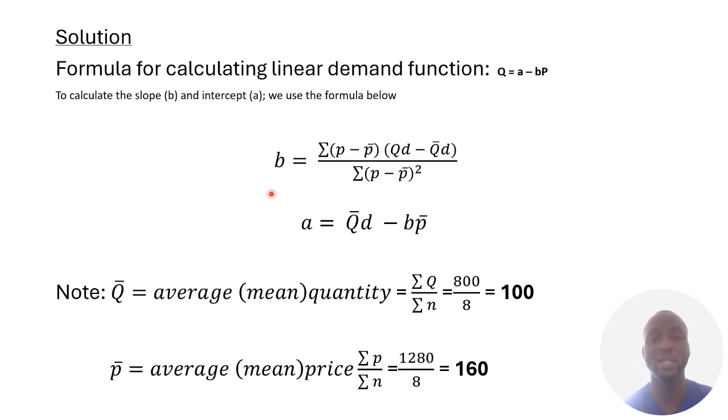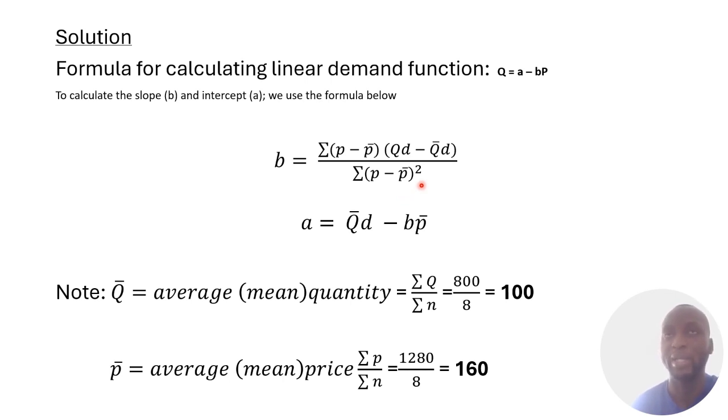So to calculate the slope, it is simply the summation of the price minus the average price. You see this P, and then it has a bar on top of it. It's called average price, or you can call it the mean price, in bracket, multiplied by the quantity demanded minus, again, the average quantity demanded, divided by the summation of the price minus the average price squared.